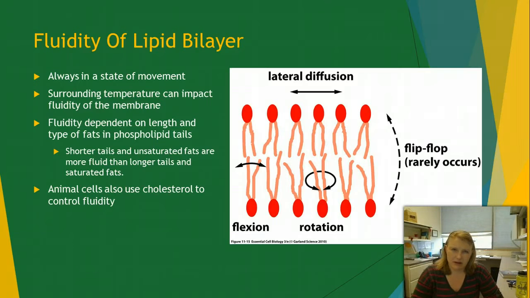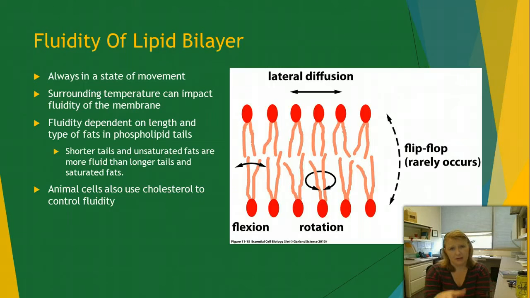Temperature can play a big role in it. If the temperature gets too warm, they're going to move around a lot more, which can make that membrane leaky. If it gets cold, they can become static and not move as much. And that's where cholesterol comes in and plays a role, but we'll talk about cholesterol in a little bit. The fluidity is also dependent on the length and the types of those tails. The shorter and the unsaturated fats are more fluid than longer tails.